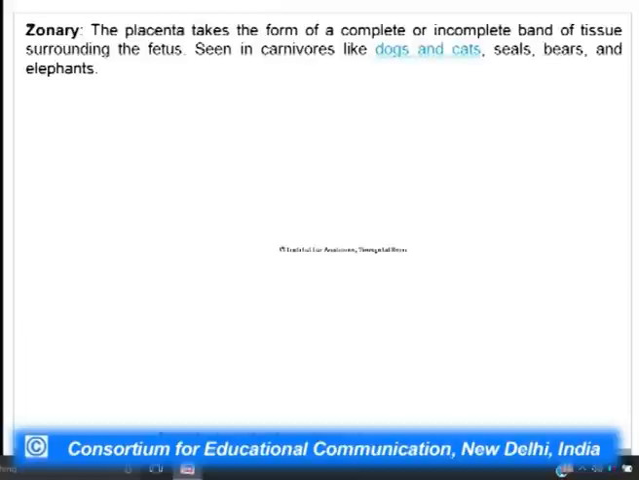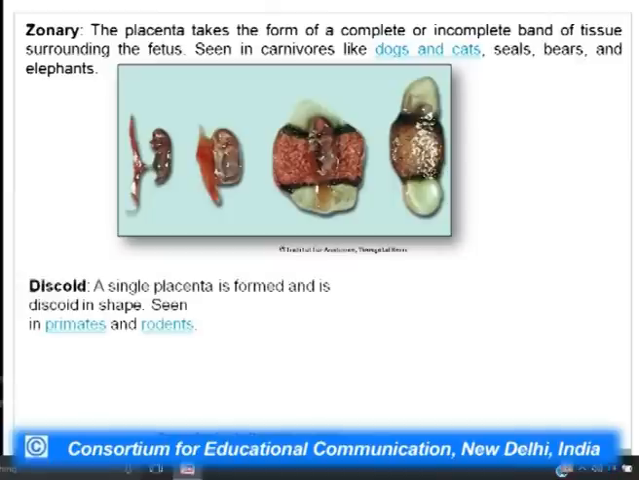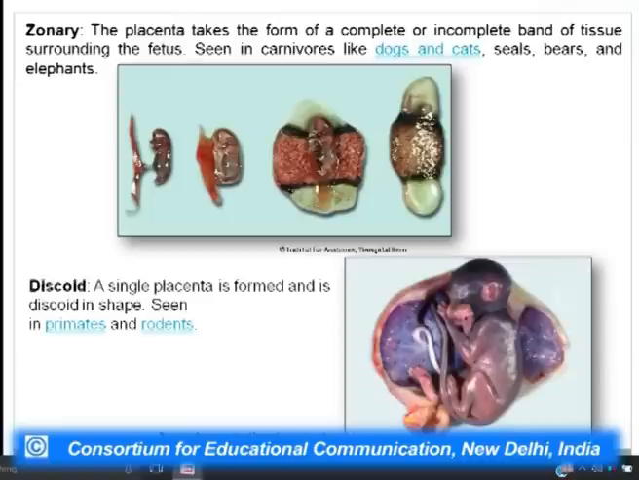Then there is a zonary placenta. The placenta takes the form of a complete or incomplete band of tissue surrounding the fetus. So this is the growing fetus, and here you can see that this zone is basically the placenta. It is seen in carnivores like dogs and cats, seals, bears and elephants. So this is a zonary kind of placenta, and then there is a discoidal placenta.